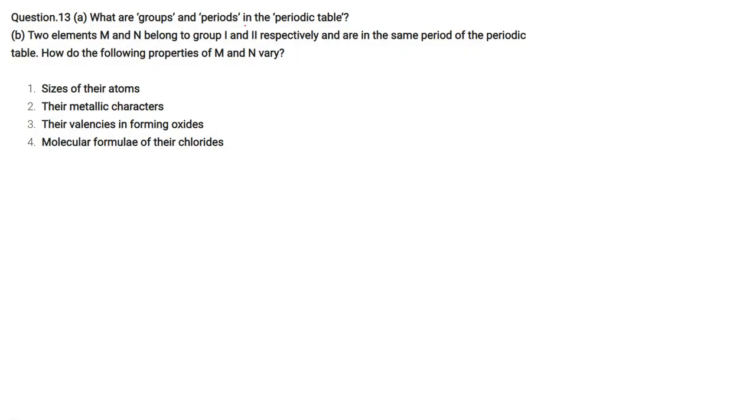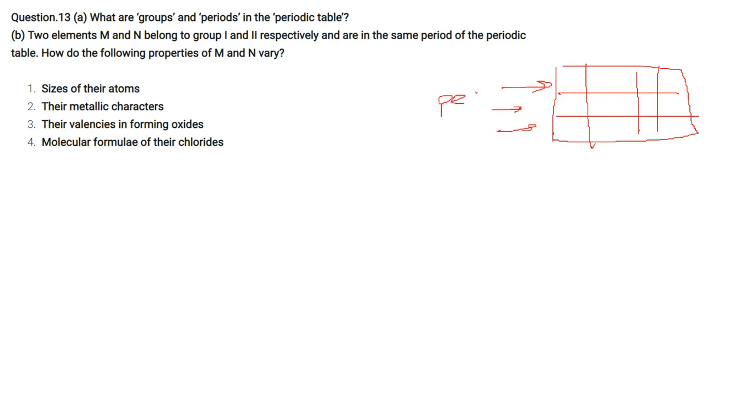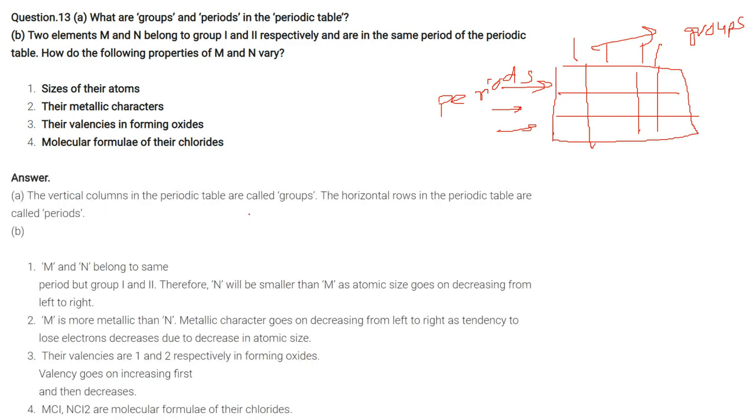What are groups and periods in the periodic table? Let me show you like this. If this is a snapshot of the table, a table means rows and columns. So the rows are periods, and the columns are the groups. So these are the groups and periods. The vertical columns in the periodic table are groups, and the horizontal rows in the periodic table are called periods.